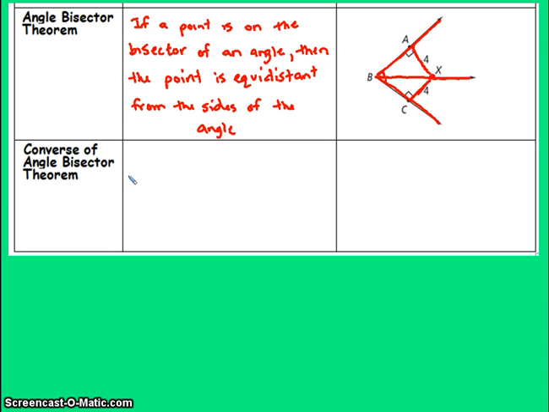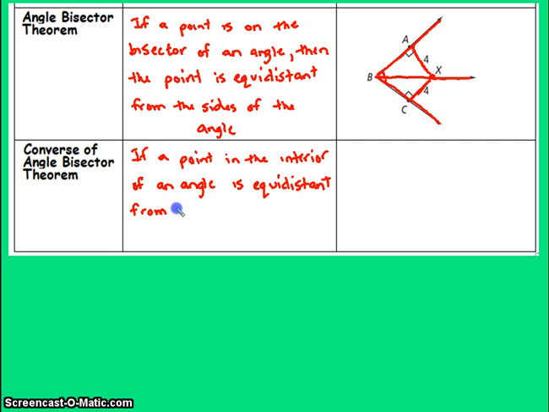The converse of the angle bisector theorem says if a point in the interior of an angle is equidistant from the sides of the angle, then the point is on the angle bisector.